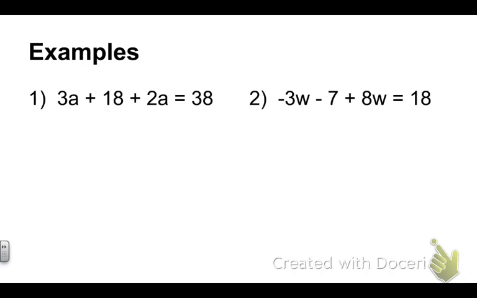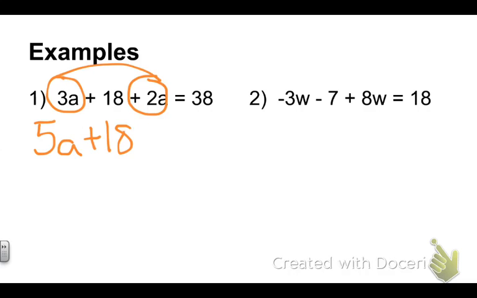So for example, if we have 3a plus 18 plus 2a equals 38, combine what looks alike. Make sure you take the sign before the number. It tells you what to do. So we've got 3a plus 2a. It's going to give you 5a, and rewrite. We've got our plus 18 equals 38.